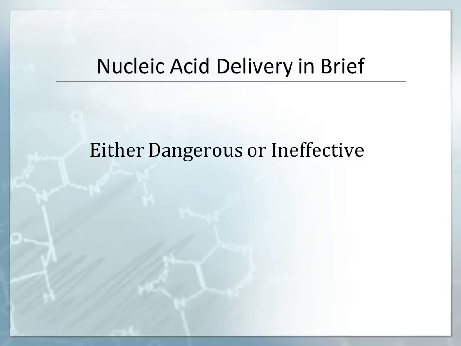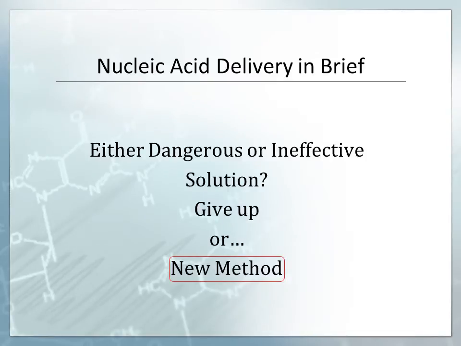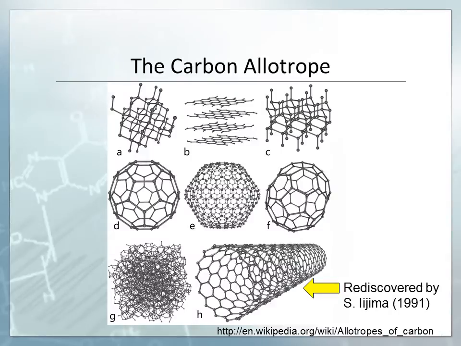So, the delivery of nucleic acid, in brief, is not that easy. So, is there a solution? Do we give up, or maybe we can try a new method. There is a new material for a new method. Carbon nanotube is a relatively new material, which is an allotrope of carbon. It was discovered by Iijima in 1991. Some of the other carbon allotropes are graphite, the best friend of girl, diamond, amorphous carbon, fullerenes, and graphene.